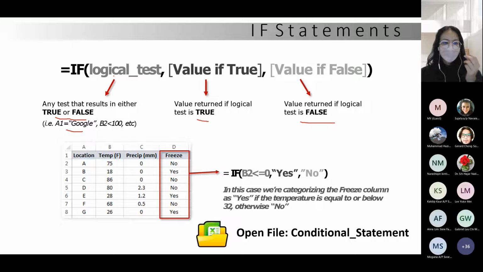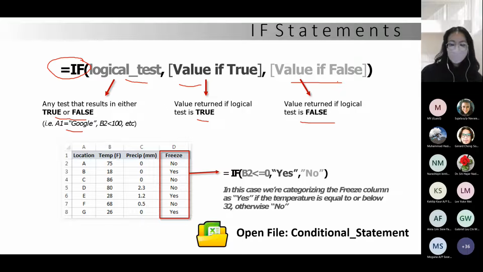So you've got your three components over here. This is the anatomy of the if statement. There are three components. You've got the if formula, the logical test, the value if true, and the value if it is false. If it's false, do what?